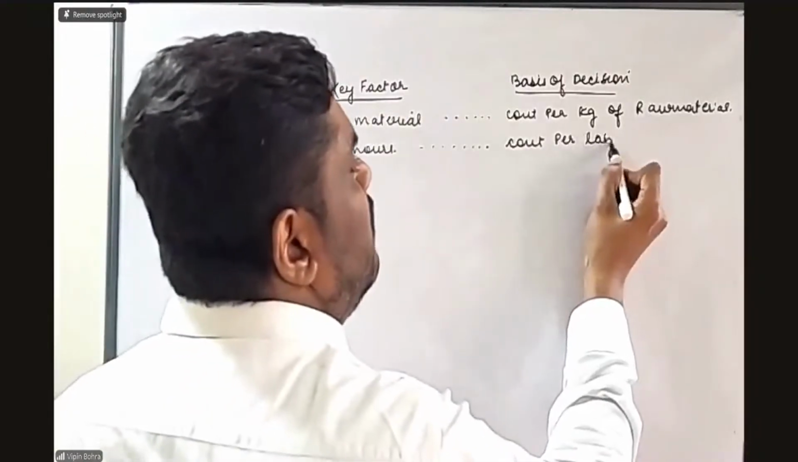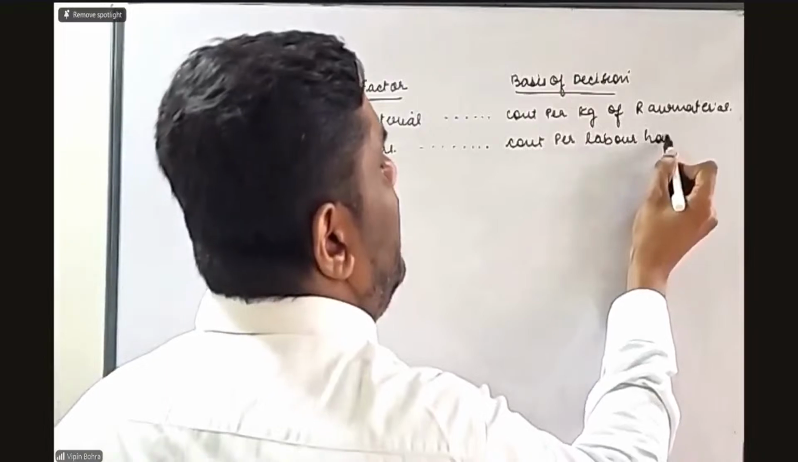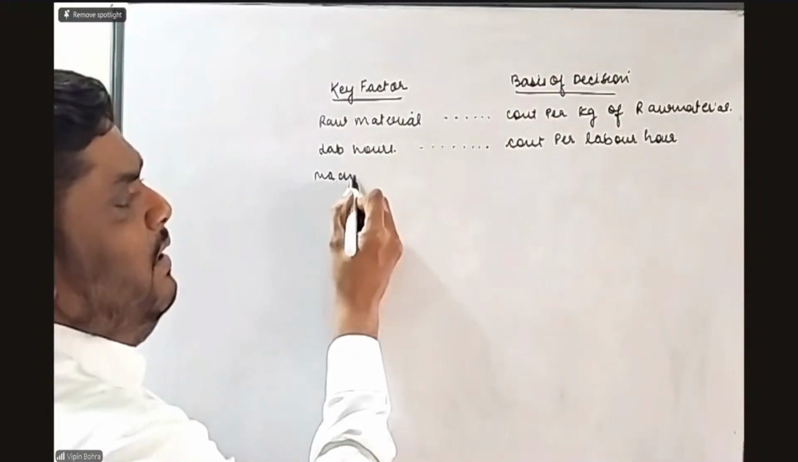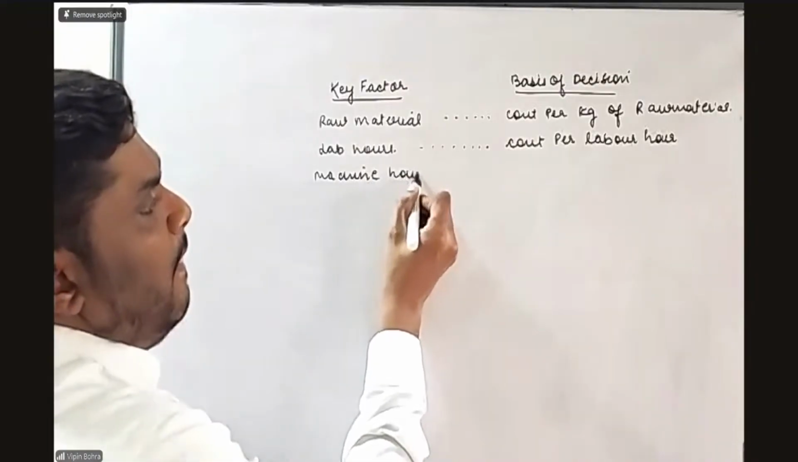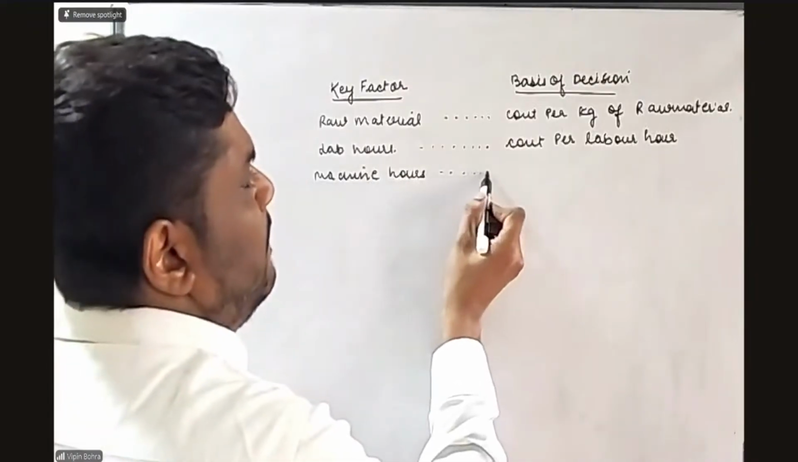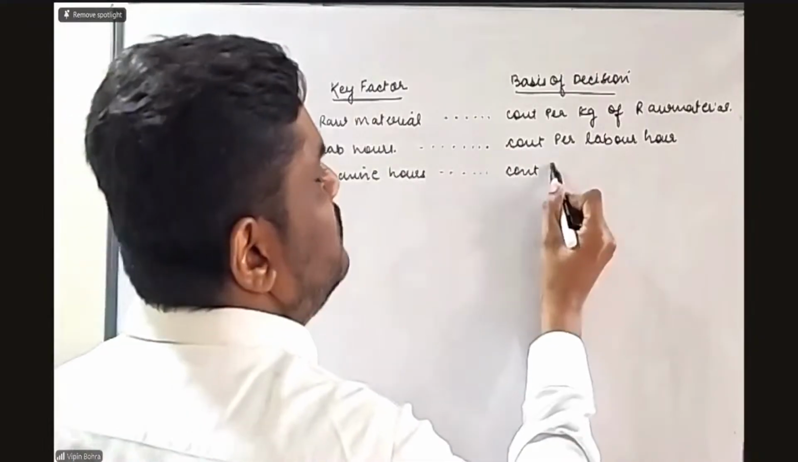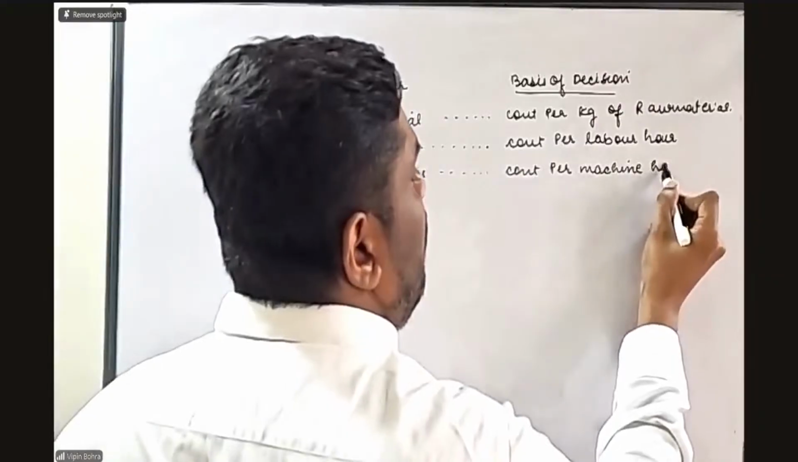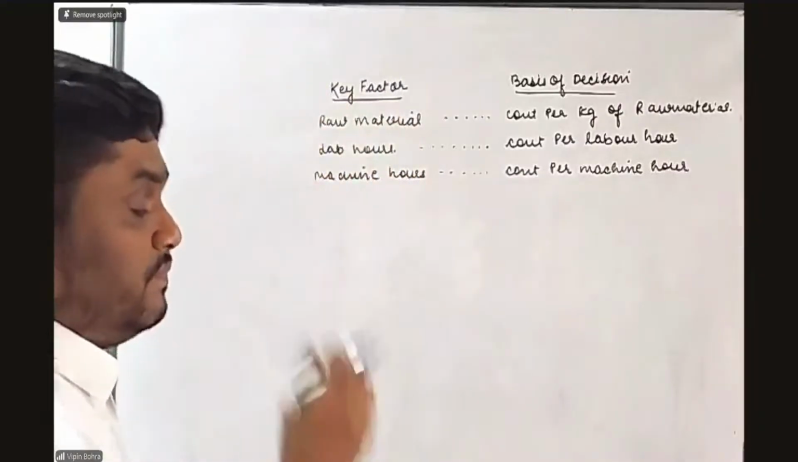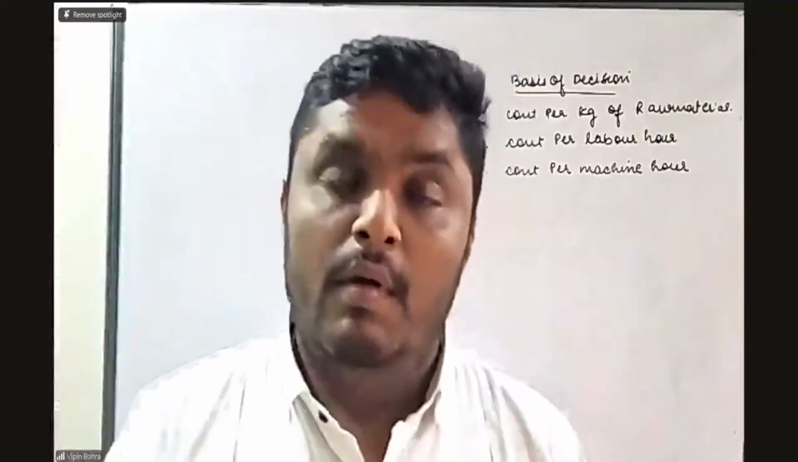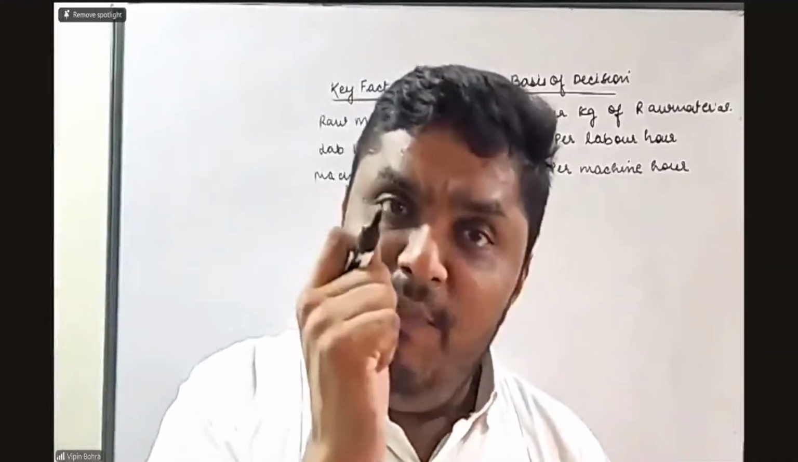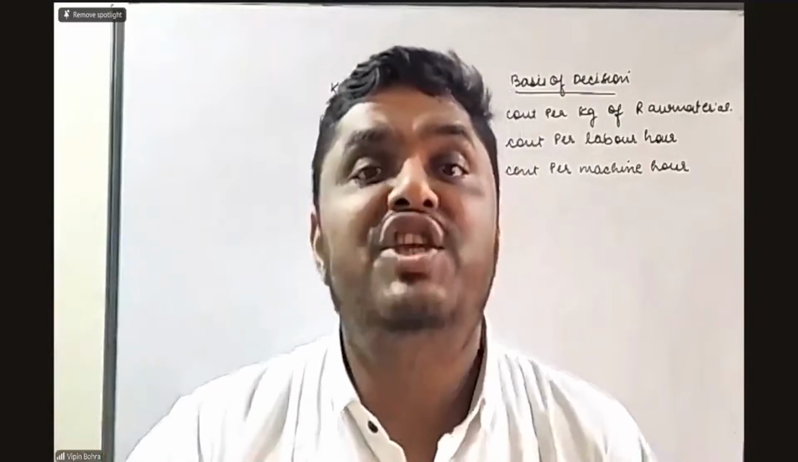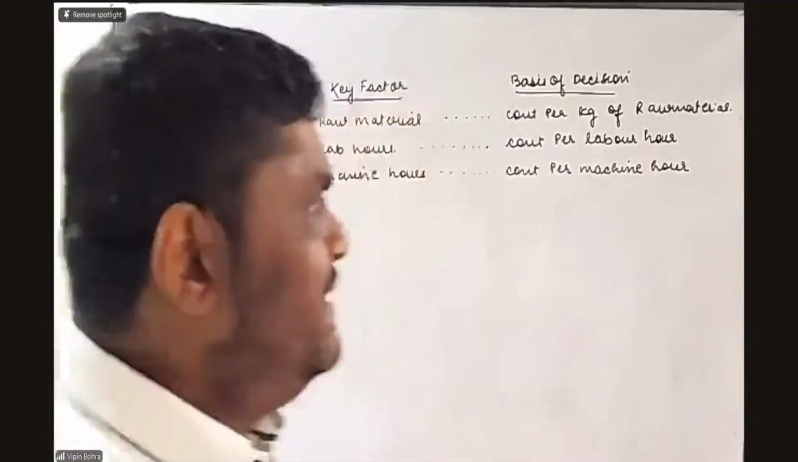Contribution per labor hour. If my machine hours are limited, the decision will be based on contribution per machine hour. Very important, guys. If my sales quantity is limited, that is, we cannot sell more than this many units, then what will be the basis of decision?